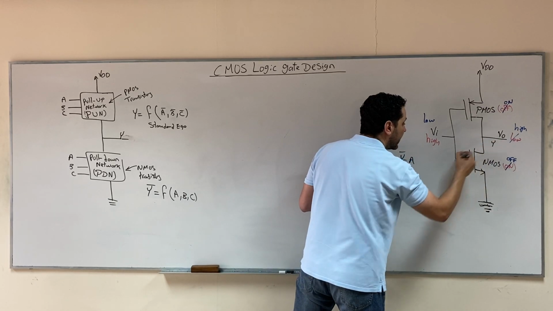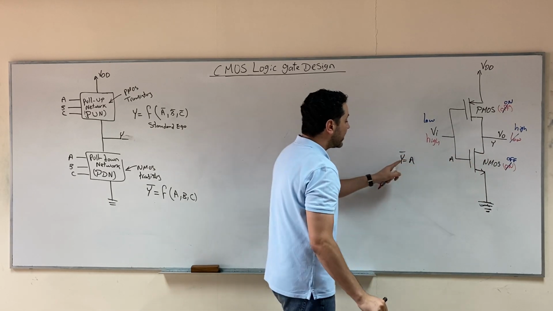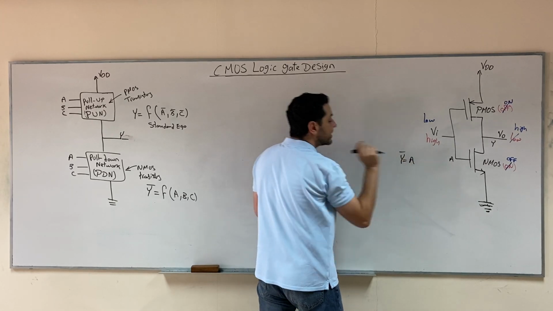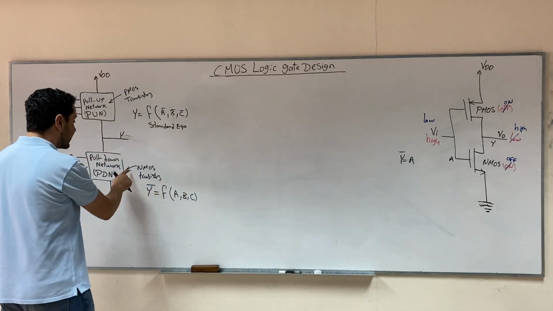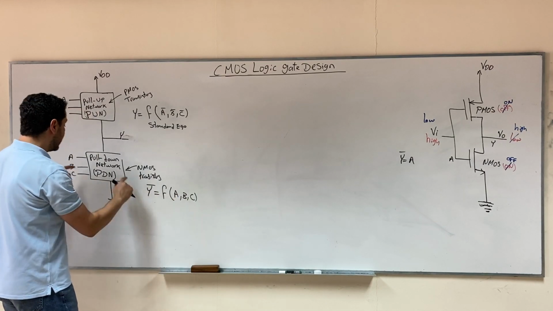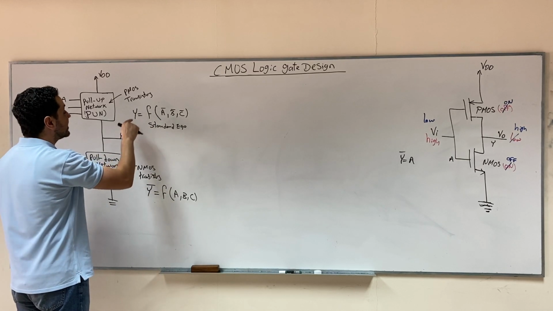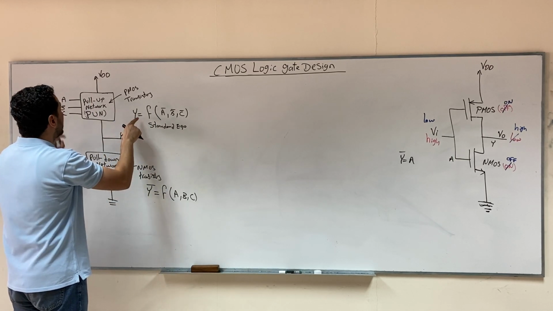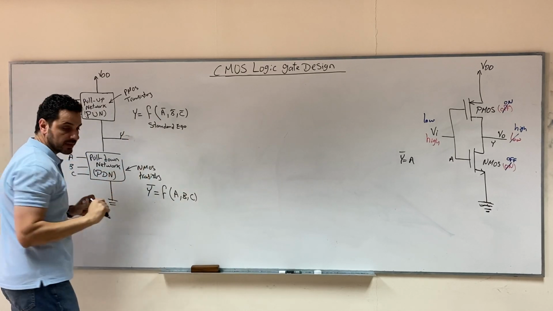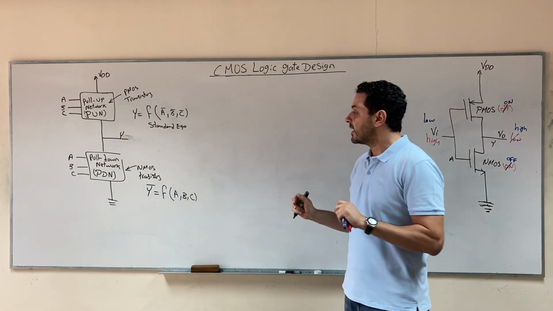So the output here is called Y and the input is called A. We say that the output will be low when the input is high, and we write it like this: output is low, Y bar, when the input is high, A. That's why the standard equation for the pull-down network is that Y bar equals a function of the inputs. While for the pull-up network, the standard equation is that the output will be high, we write it as Y, when the inputs are low, so it's a function of A bar, B bar, C bar. These are the standard equations, and they will be clear later when we look at examples.